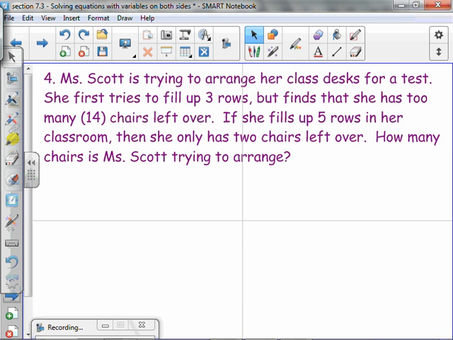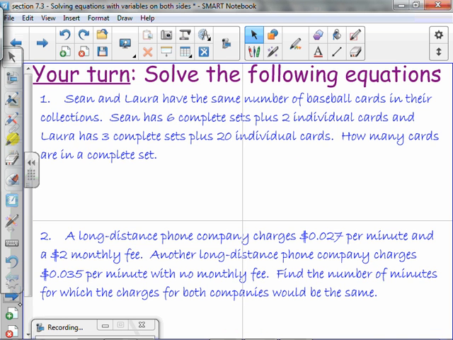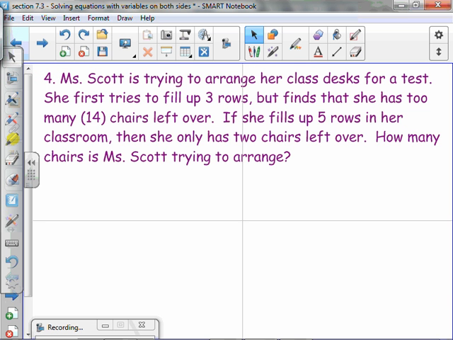Okay, and one final question. I believe that is the last question. Yes, it is. So one final question. Miss Scott is trying to arrange her class desks for a test. She first tries to fill up 3 rows, but finds that she has too many, 14, chairs left over. So when she uses 3 rows, she has 14 chairs left over.